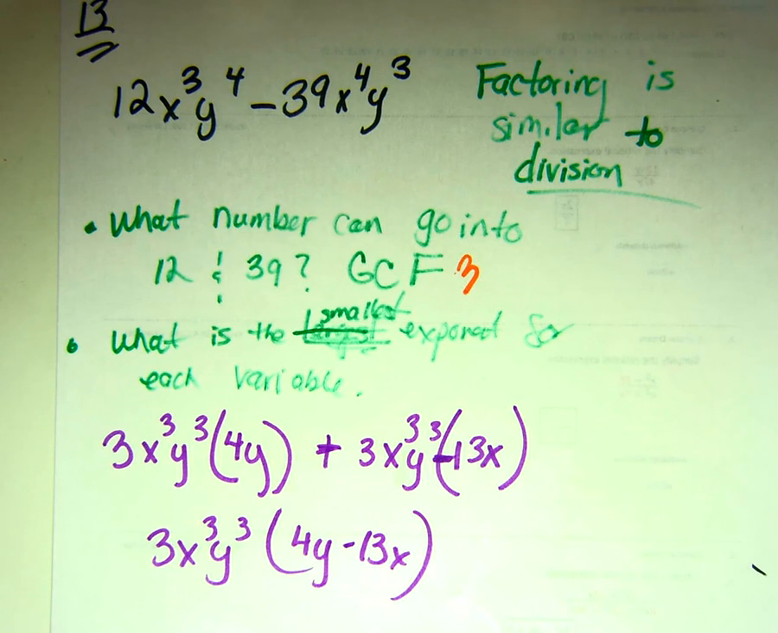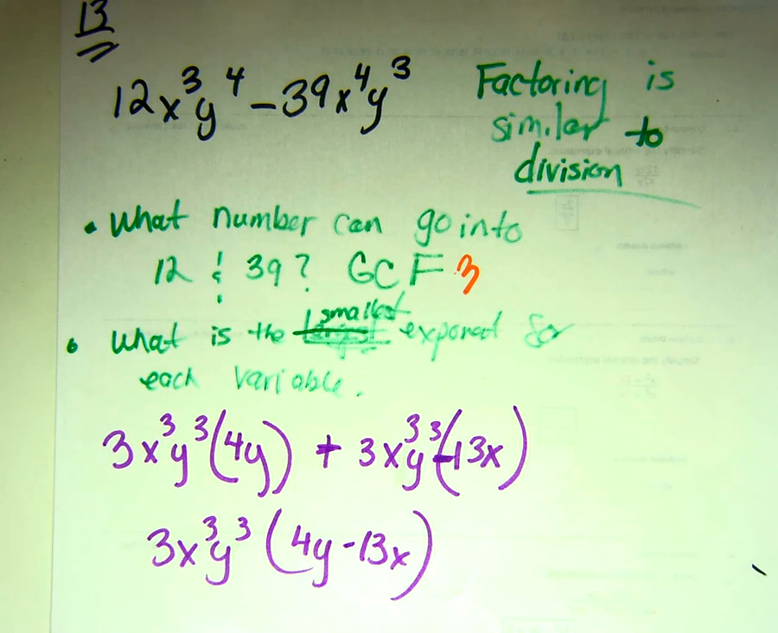I can factor that out, because think about counting. In order to get to 4, you have to pass 3. So we got our x's. Then let's look at our smallest exponent for our y's. My smallest exponent for my y's is also 3. So those smallest exponents for each variable were factored out right here.